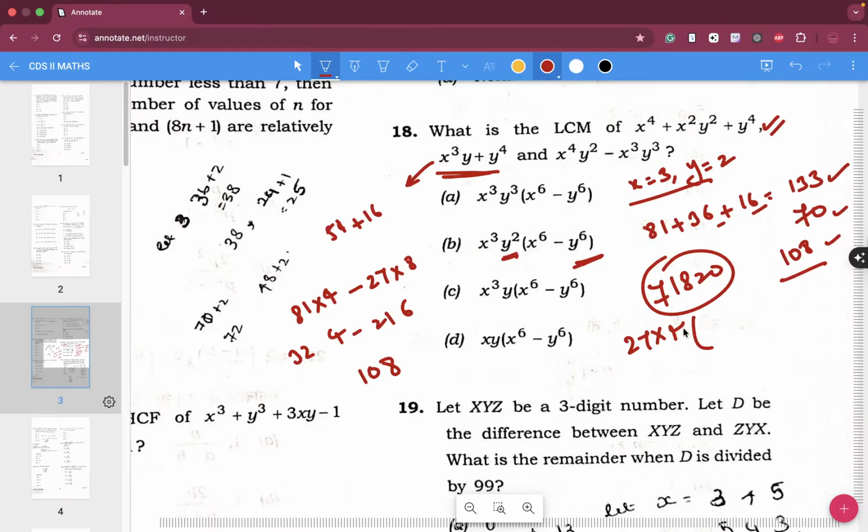X raised to the power 6 is simply 3 raised to the power 6, so 3 raised to the power 6 is your 729, minus you have 2 raised to the power 6, which is your 64. So which is how much? 729 minus 64, into 27 and into 4, right.